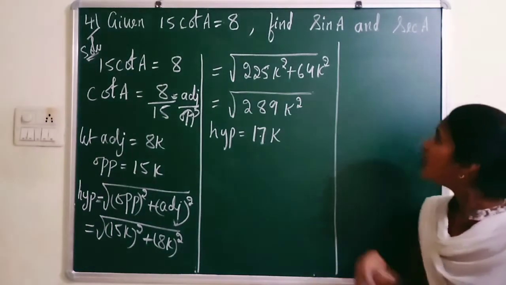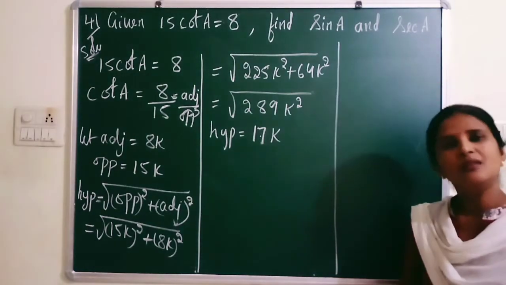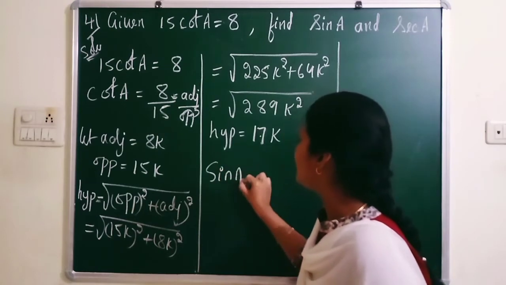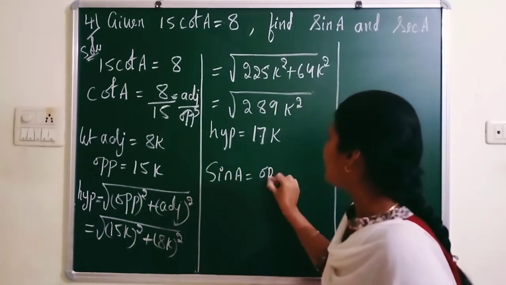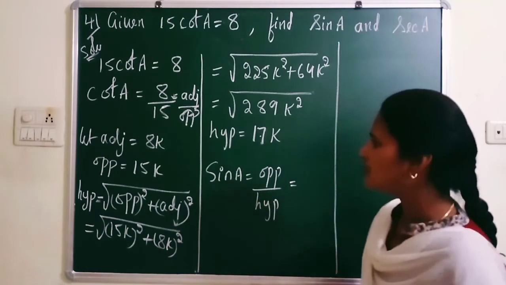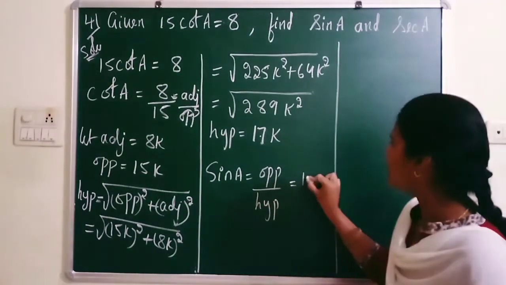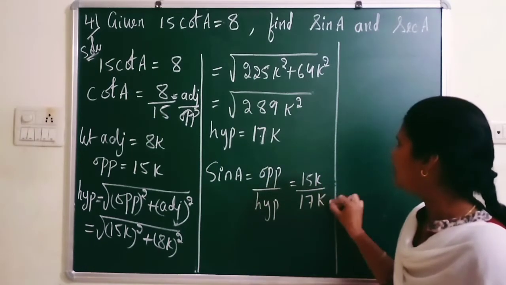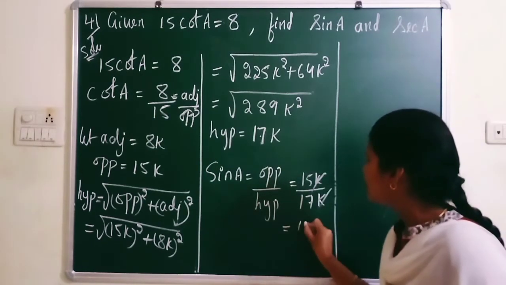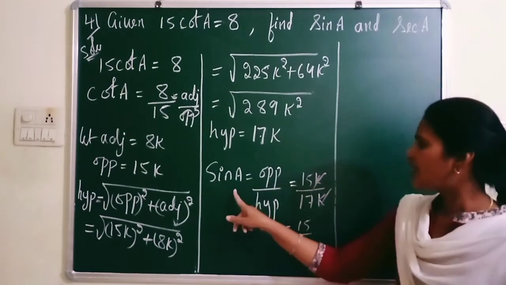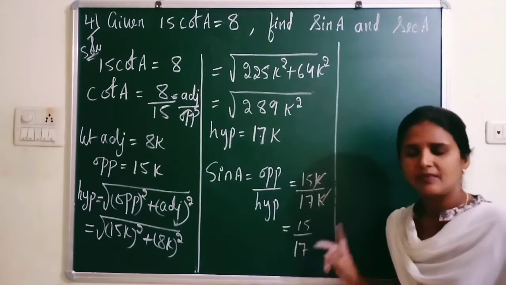Now what did he ask to find? Sin A and sec A. Now recall the trigonometric ratios. What is sin A? Sin A equals opposite by hypotenuse. So what is opposite? Opposite is 15k and hypotenuse is 17k. k and k get cancelled. So we got 15 by 17. So sin A equals 15 by 17.